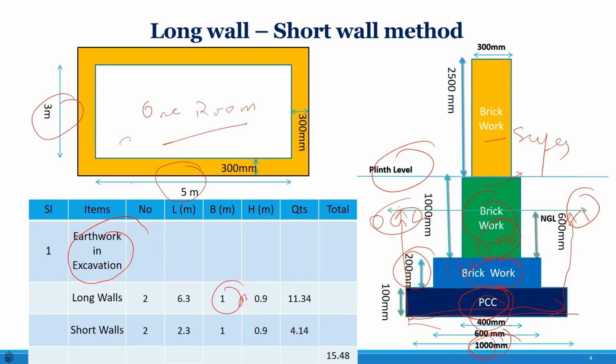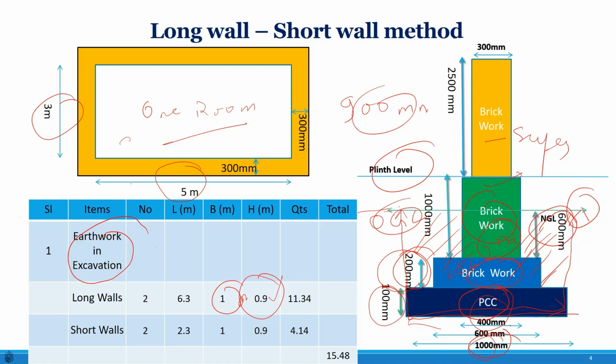Then the thickness of excavation. You can see this is your natural ground level. Below that natural ground level you want to excavate this ground. So you have the length of this as 600 mm, and then you have 200 mm and another 100 mm. So total it is 900 mm, that is 0.9. So the height of this excavation will be 0.9.